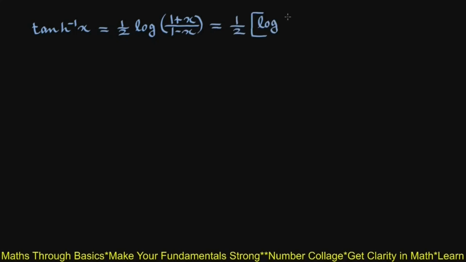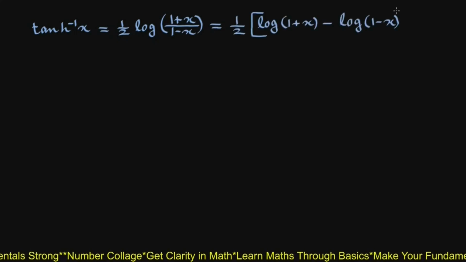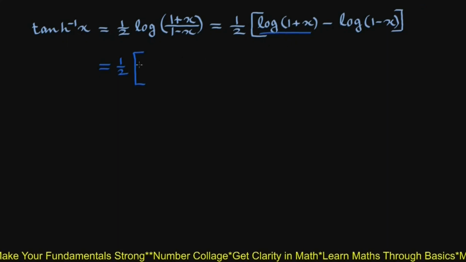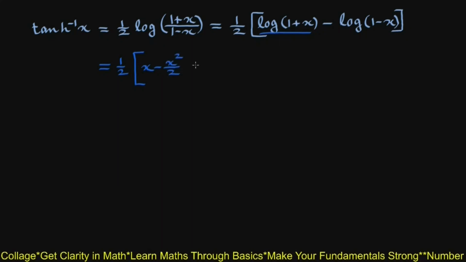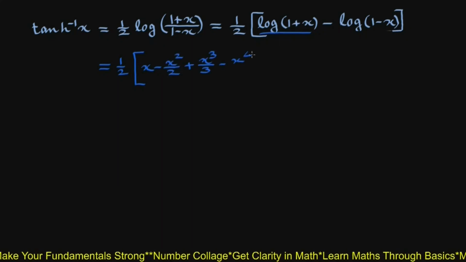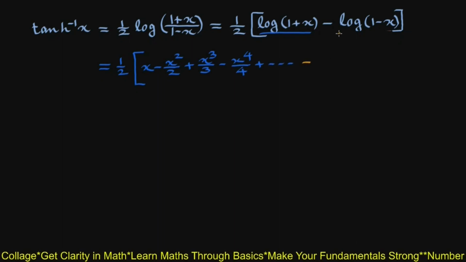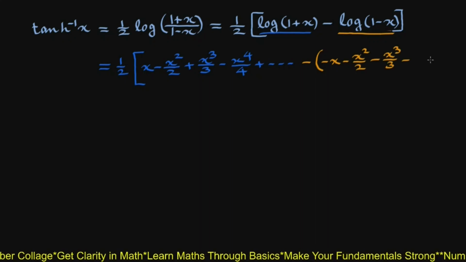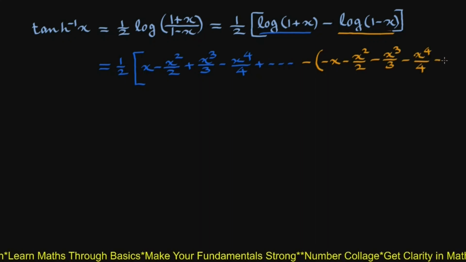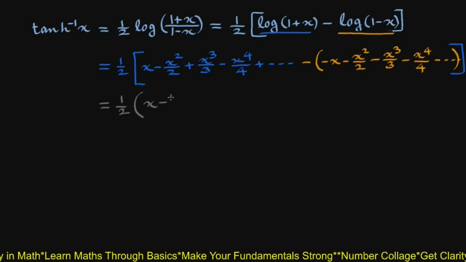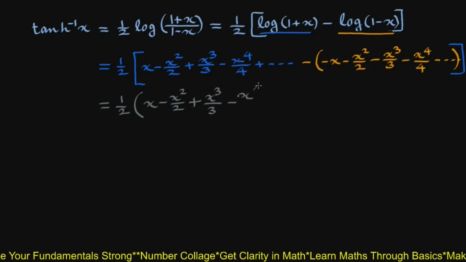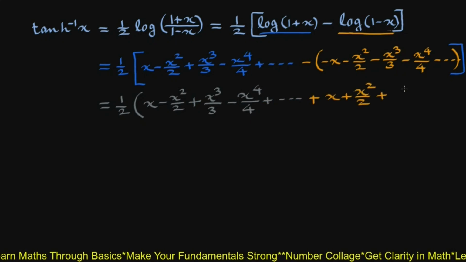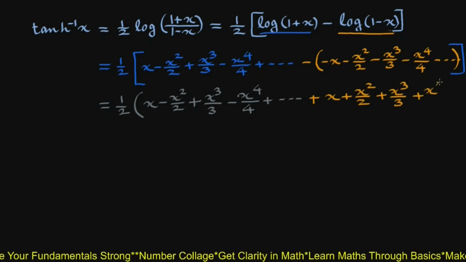which is half [log(1 + x) - log(1 - x)], according to the laws of logarithm, which equals half into the expansion of log(1 + x), x - x²/2 + x³/3 - x⁴/4 + and so forth, minus the expansion of log(1 - x), which is -x - x²/2 - x³/3 - x⁴/4 - and so forth, which equals half [x - x²/2 + x³/3 - x⁴/4 + and so on and so forth + x + x²/2 + x³/3 + x⁴/4 + and so on and so forth].